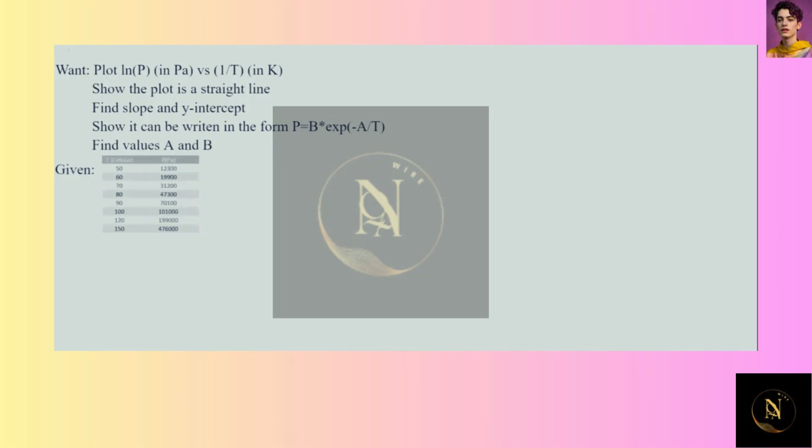So after adding 273, we're going to get these values. You can calculate it by yourself. And we can already start doing 1 over T for the temperature and taking the natural log for the pressure. And if you plug it in your calculator, you're going to get these values. With these values, we can start plotting our graph. And let me pick up my graph over here.